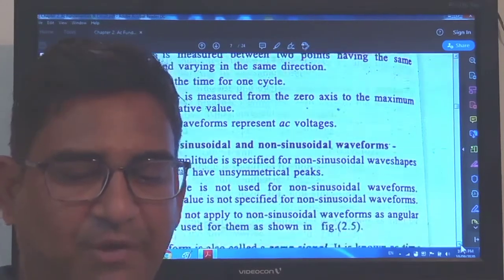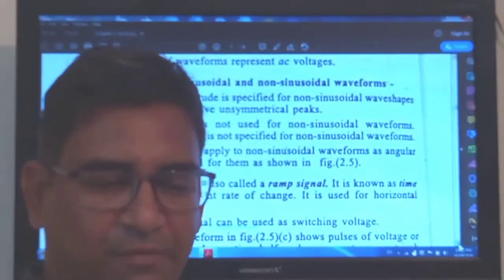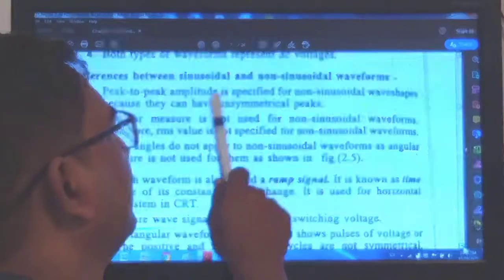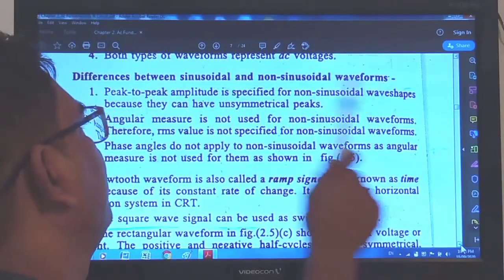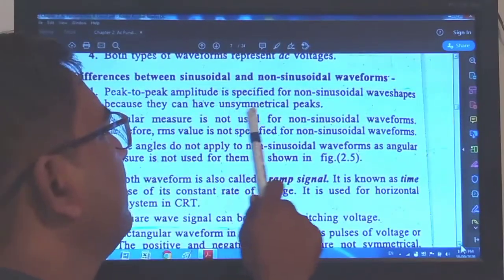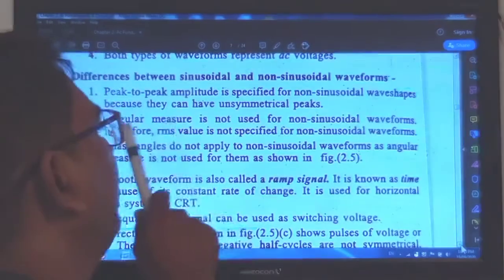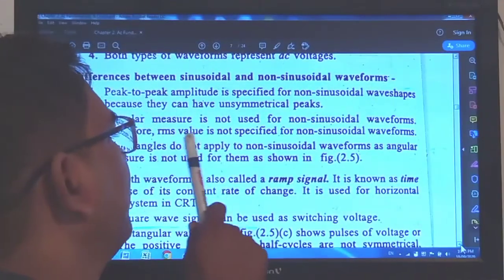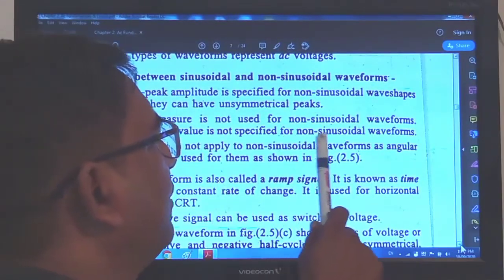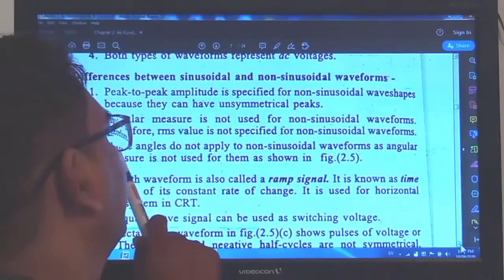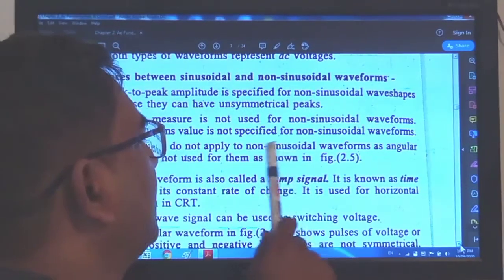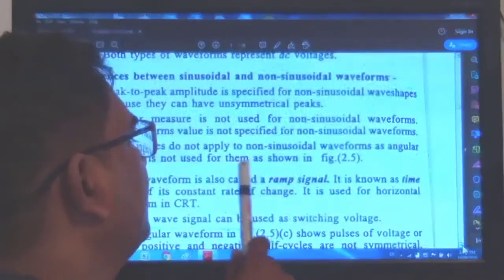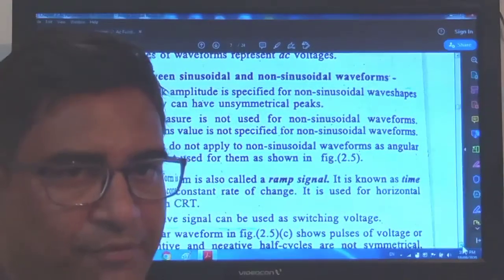Then the differences have been given for the sinusoidal and the non-sinusoidal waveform. The peak to peak amplitude is specified for a non-sinusoidal waveform because it can have unsymmetrical peaks. The angular measure is not used for the non-sinusoidal waveform. Therefore, the RMS value is not specified for a non-sinusoidal waveform. Third, the phase angle does not apply to the non-sinusoidal waveform, as an angular measure is not used for them, as shown in the figure.